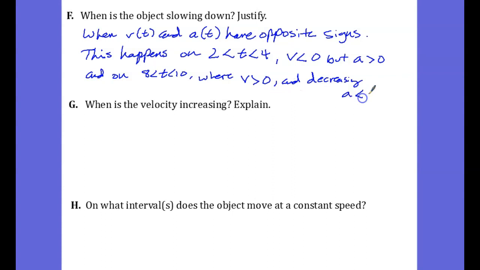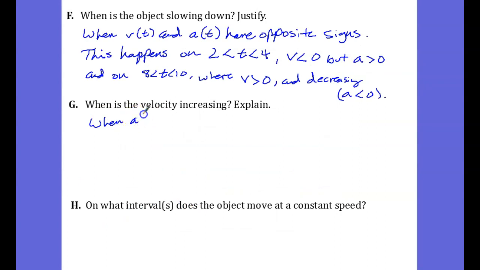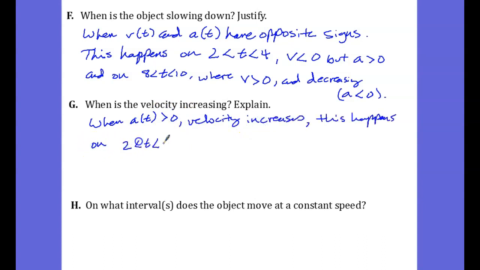Part G asks, when is the velocity increasing? Explain. So this is actually, at least for me, less complicated than speed. Velocity is increasing when the acceleration is positive. So here we have a positive acceleration from 2 to 4, again from 4 to 6, and those are the only positive slopes that I have on my velocity graph. So when A of t is greater than 0, velocity increases. This happens on 2 to 4 and on 4 to 6.